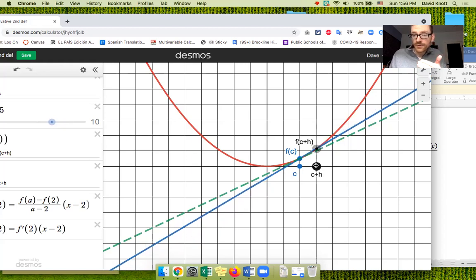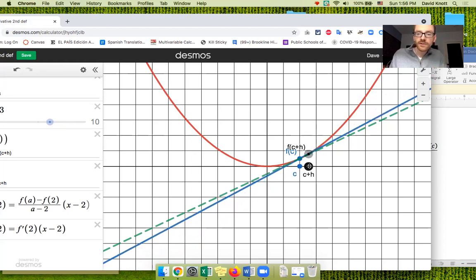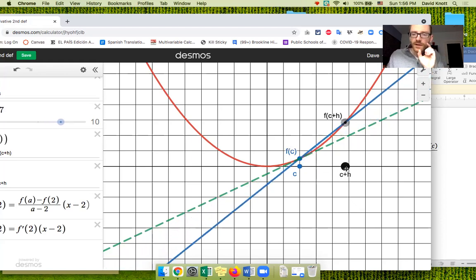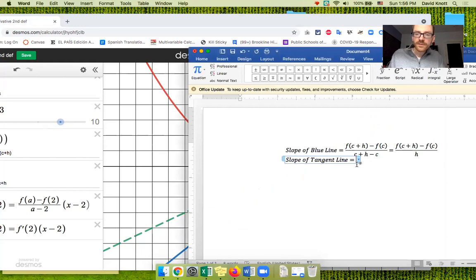And what I want to do is bring this point closer and closer, infinitely close. And so what I'm really doing is taking the limit as H goes to 0. So the slope of the tangent line will be obtained by taking this expression, which is the slope of the blue line, but allowing H to go to 0. So if I take the limit as H goes to 0, that will be the slope of the tangent line.